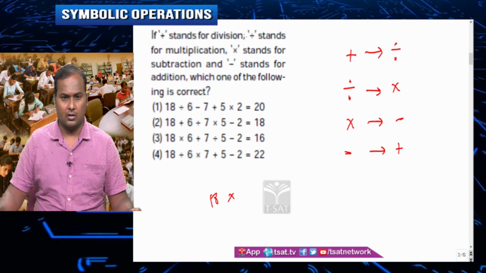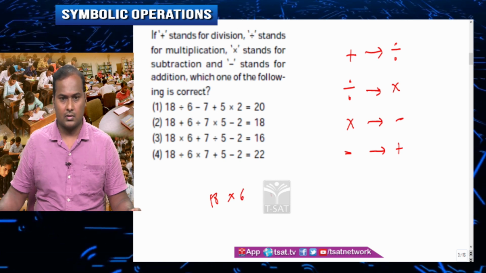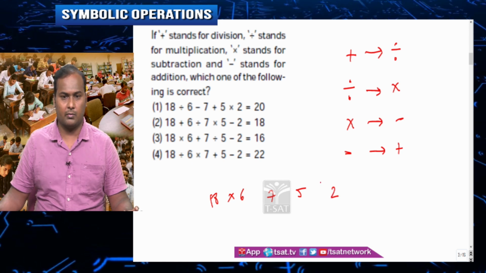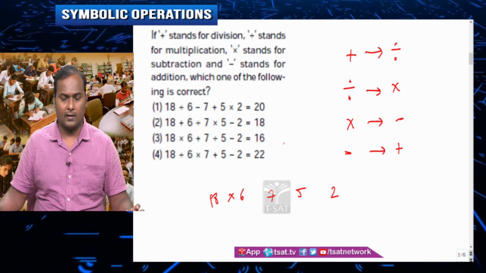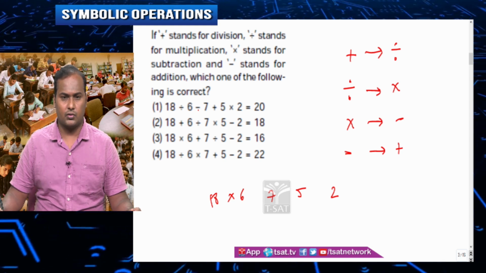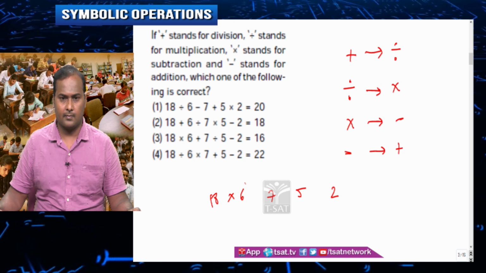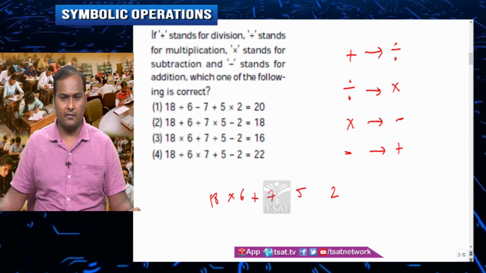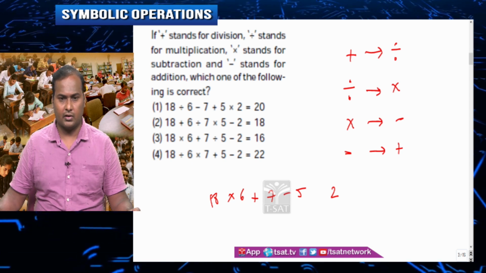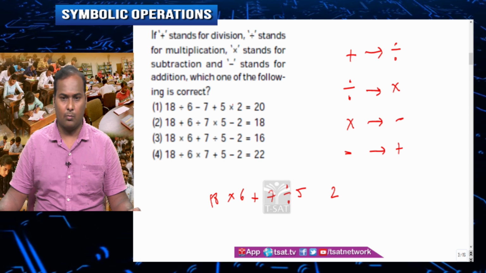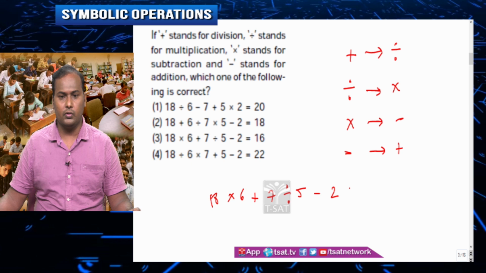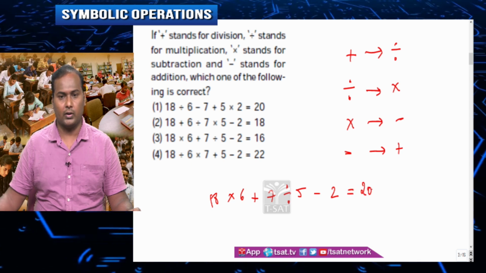Now after that comes 6, 7, 5, 2. I am just writing this because in the examination I can directly replace with the symbols. Between 6 and 7 you have minus, but you should not write minus, you have to write it as plus here. In the same way, between 7 and 5 we have addition, plus. In case of plus, you have to put division here. Then you have multiplication. In the place of multiplication, you have to subtract. Now you need to check whether it is equal to 20 or not.